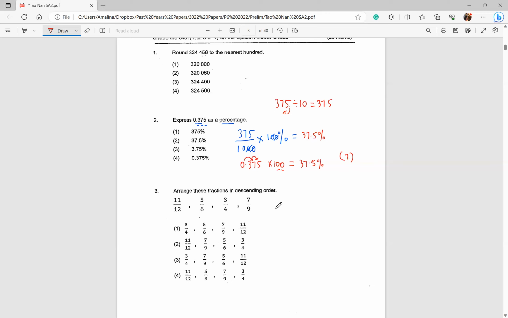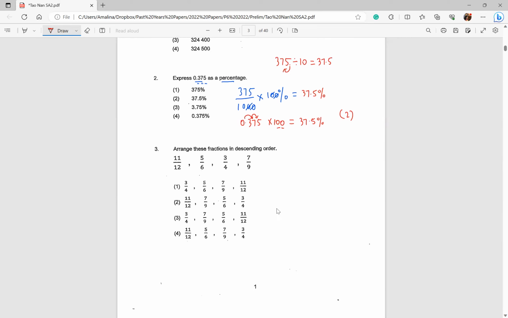Okay, now question 3. Arrange these fractions in descending order. Descending order means you're going from big to small. So I have these fractions, but how do you arrange them? One thing you can take note of is to find the difference from your 1 whole. For example, if this is 11 over 12, I take 1 whole minus 11 over 12, and my difference is 1 over 12.